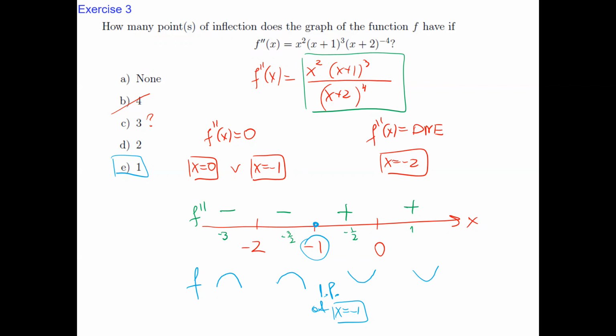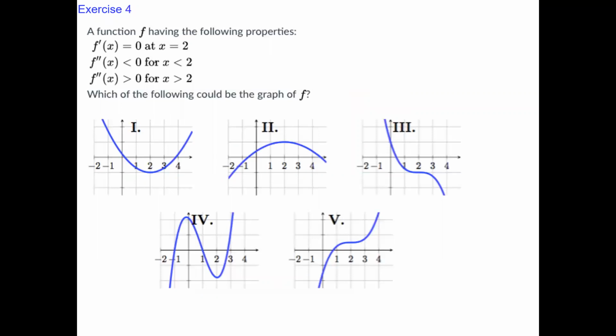Okay, next one. Exercise number 4. We have a function f with the following property: f prime of x equals 0 at 2. The second derivative, f double prime, is less than 0 for all x less than 2, and the second derivative is greater than 0 for all x greater than 2. Which of the following could be the graph of f? Let's label these A, B, C, D, and E. Okay, that's what we know.